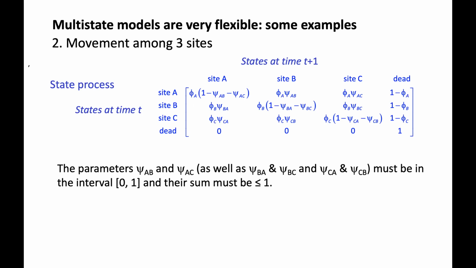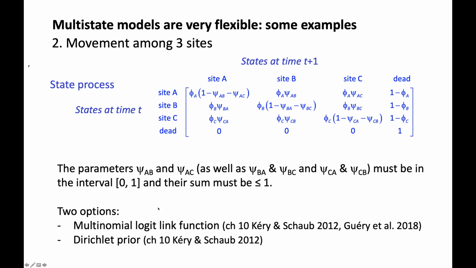And that needs a different link function. It's a kind of extension of the logit function. You have to have the transition parameters between 0 and 1, like before, because it's a probability, but also the sum has to be 1. To achieve that, you have 2 options. The first option is to use a multinomial logit link function, which ensures that each transition probability is between 0 and 1, and that the sum is 1.